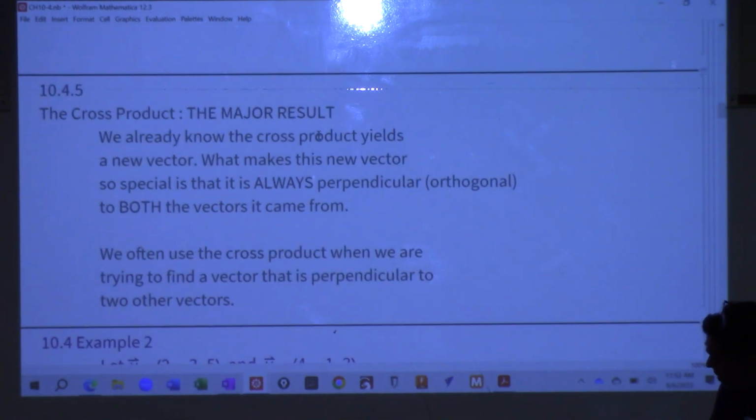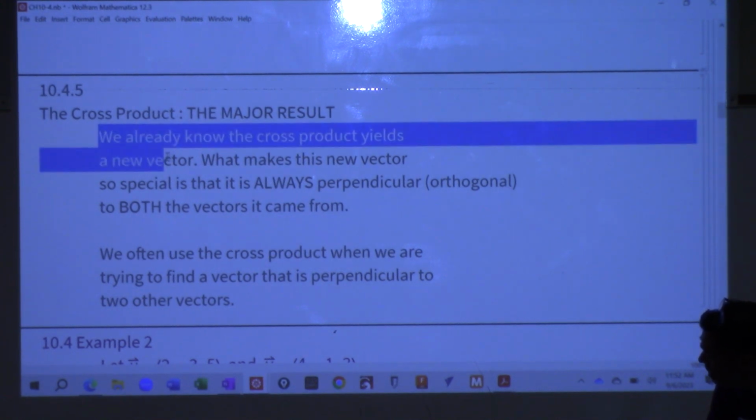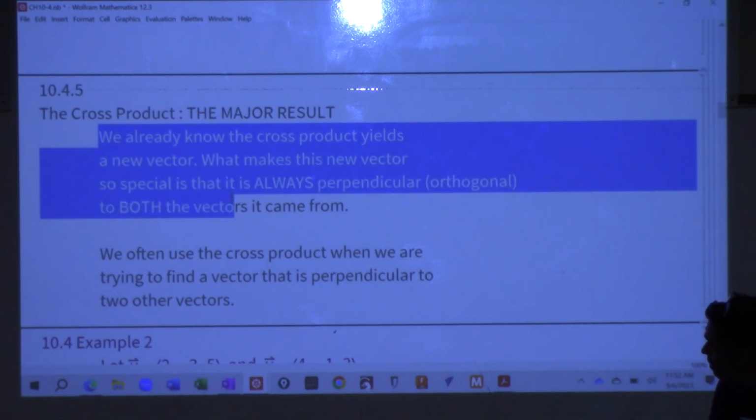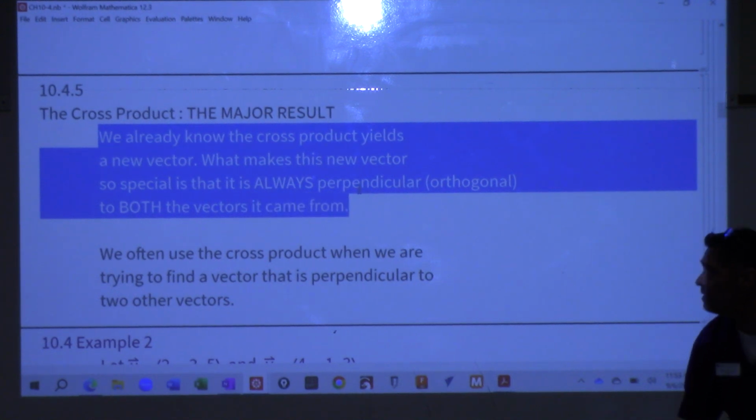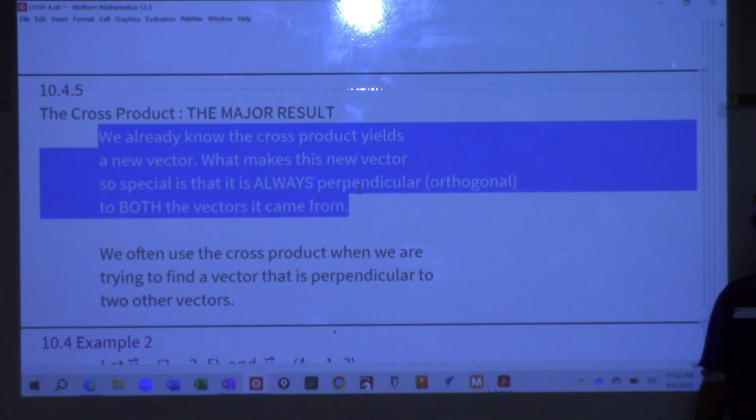Okay, so what is the cross product, right? We know that it gets a new vector. What makes this new vector so special? Well, it's the fact that this new vector is always orthogonal to both the vectors you started with. Now let me explain that visually.